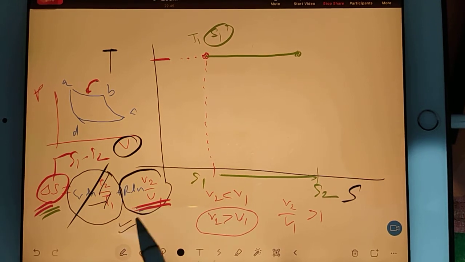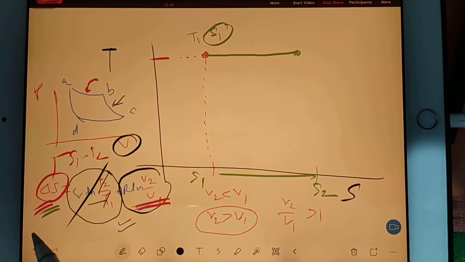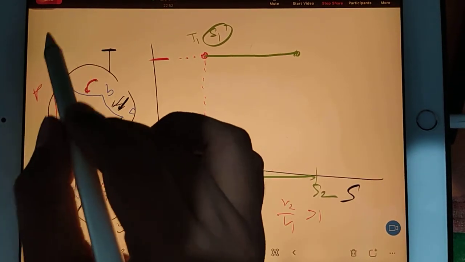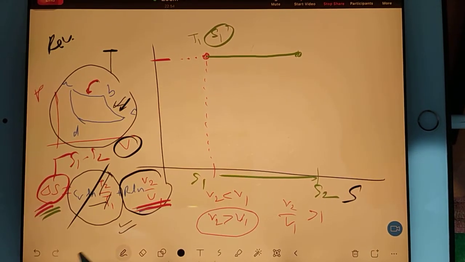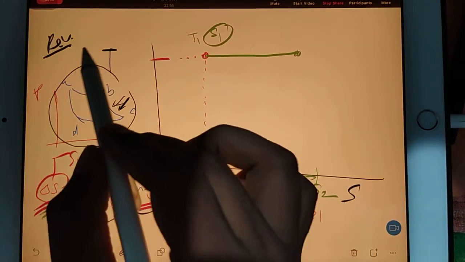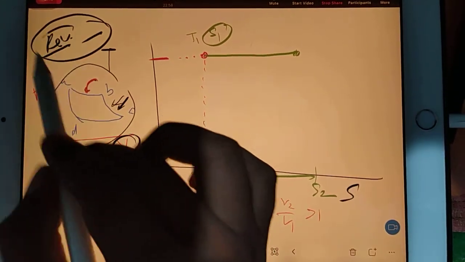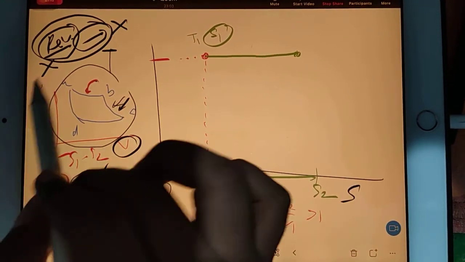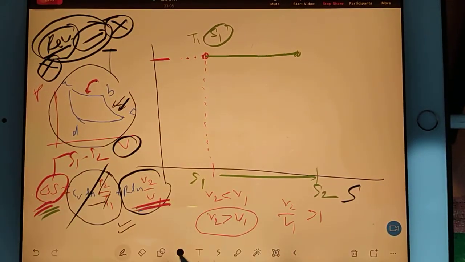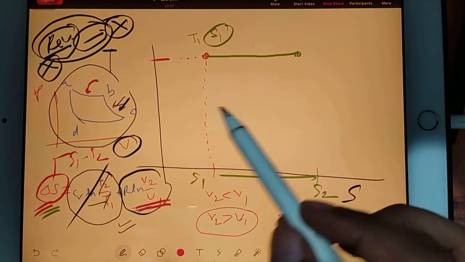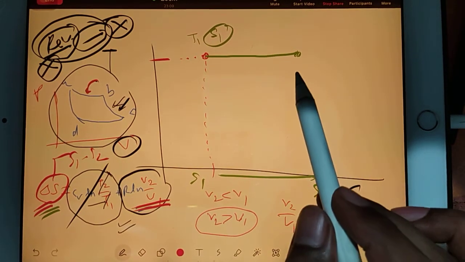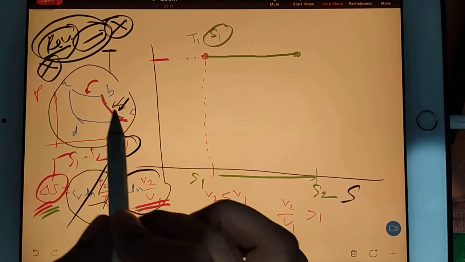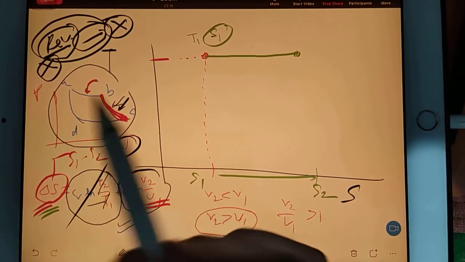In the same way, you apply it to BC. BC is an adiabatic process and we are considering from the beginning that everything is reversible. So your BC is reversible and adiabatic. Reversible means no irreversibility. Adiabatic means no heat transfer. So both give you constant entropy. So entropy is constant, but volume is increasing.